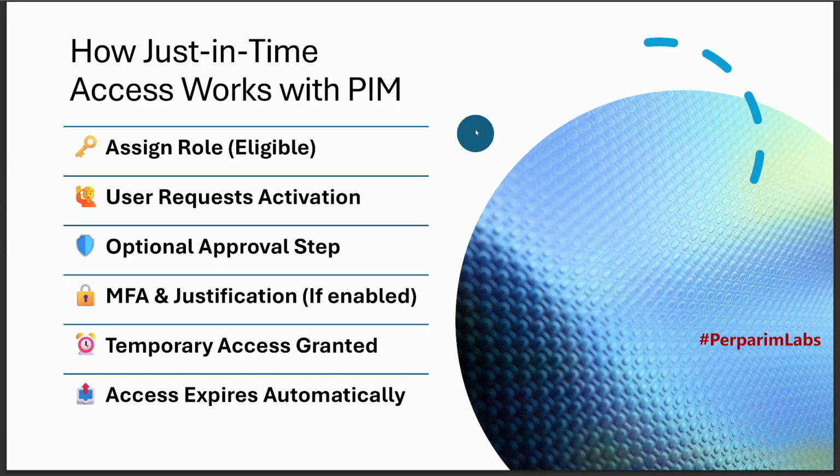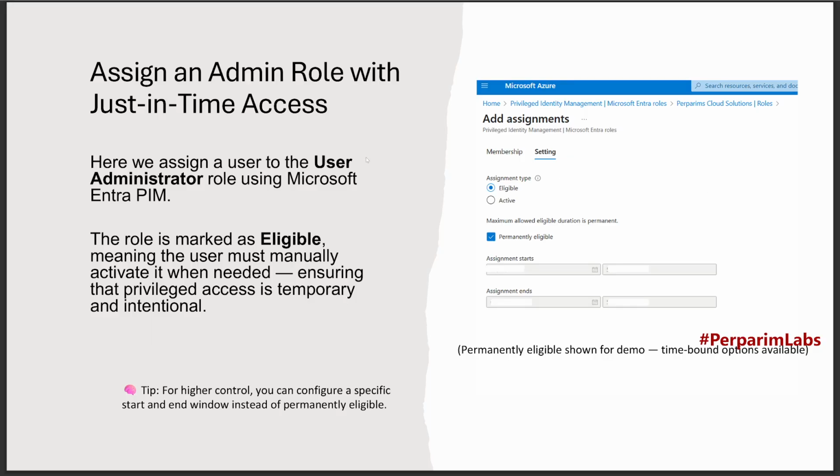So how does just-in-time access actually work? First, the role is assigned as eligible. When a user needs it, they must request activation. Depending on policy, this might require approval, justification, or MFA. Once approved, temporary access is granted, and it expires automatically. Simple, intentional, and secure. Here is an example.